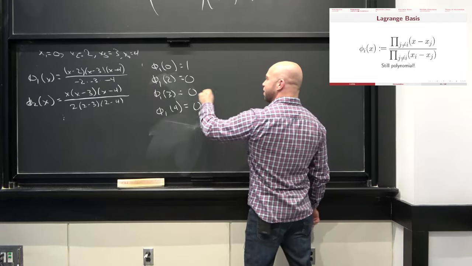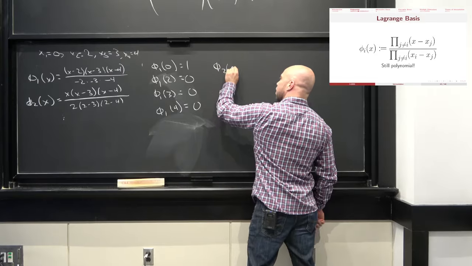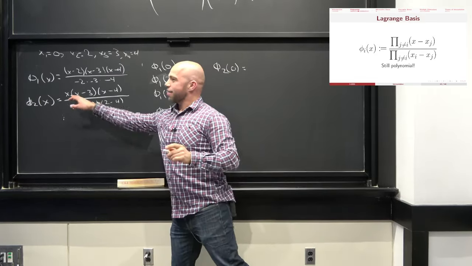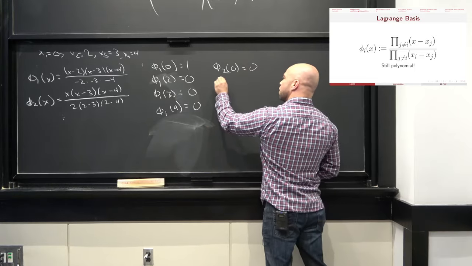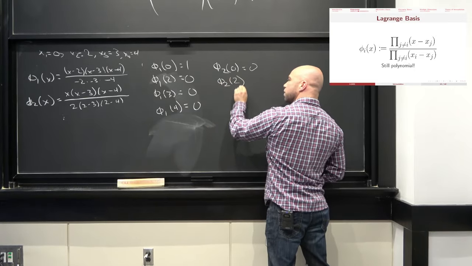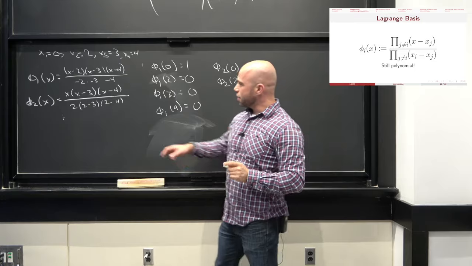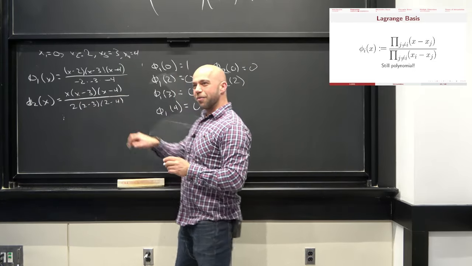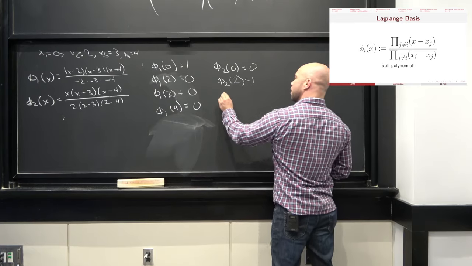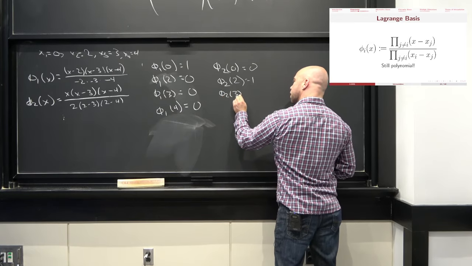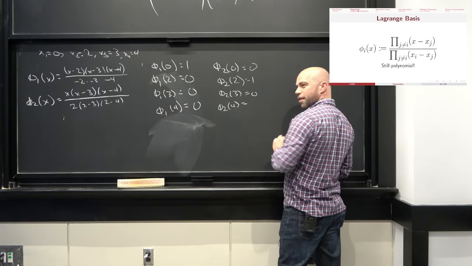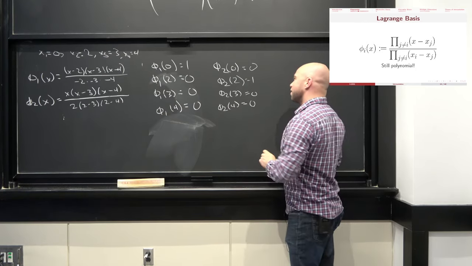Now, let's look at phi 2. What's phi 2 of 0? Well, there's an x in the numerator, so 0. What's phi 2 of 2? Well, notice this is a 2, 2 minus 3, 2 minus 4. 2, 2 minus 3, 2 minus 4. So this is 1. Phi 2 of 3 equals 0. Phi 2 of 4, 0.